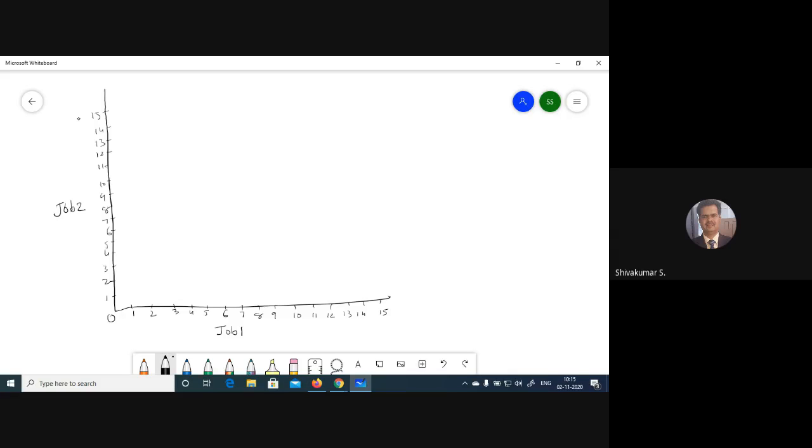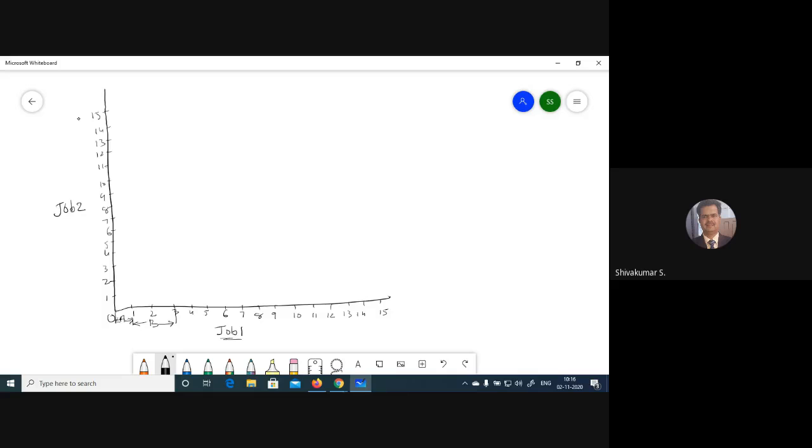Okay, and now you have the given sequence. Say, for example, for job 1, the sequence given is A, B, C, D. You mark job 1 takes 1 hour. Mission B takes 2 hours, so it is 1 plus 2, 3. So mark here B. That is the second sequence.